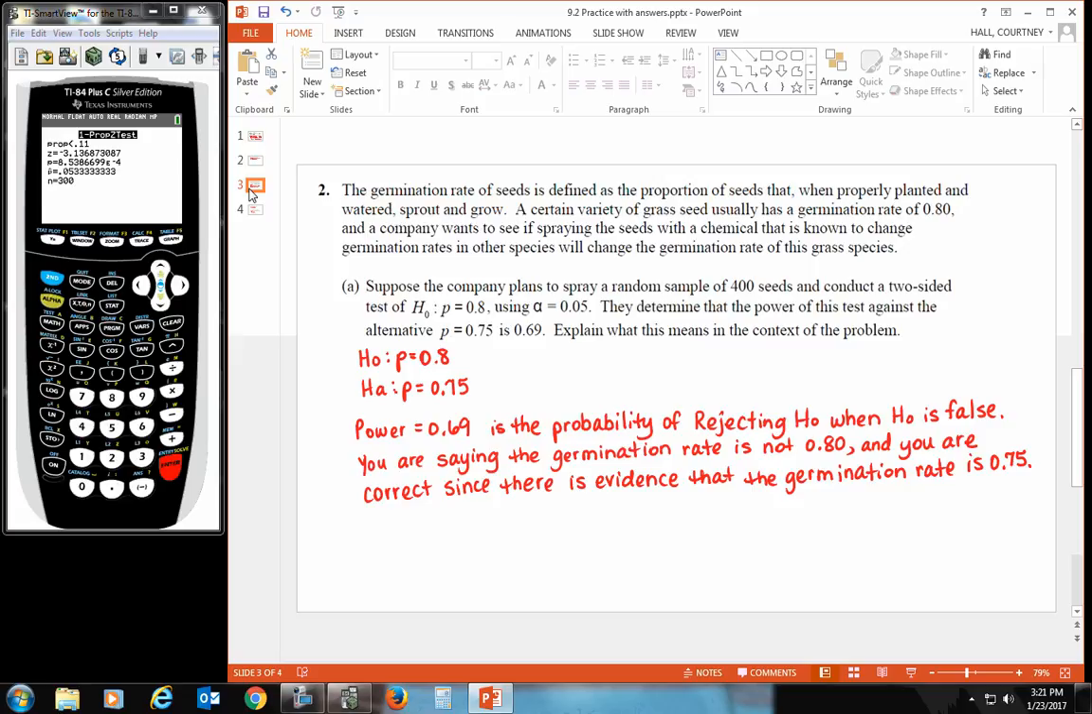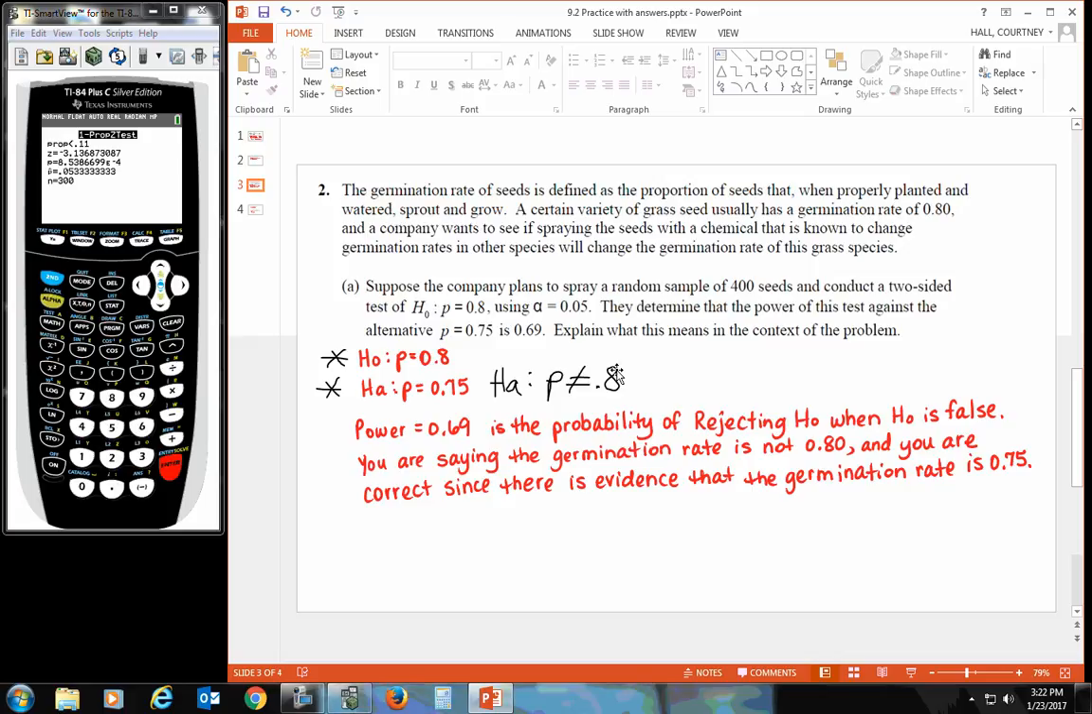So again, we have a null hypothesis. I just rewrote it because I wanted to understand the scenario. I have a null hypothesis of 0.8. I have an alternative hypothesis. It actually is just that p is not equal to 0.8 because we have a two-sided test. But they went a little bit more specific and said, okay, well, it is 0.75. We've done the test. We've applied the chemical. We found out that the new proportion is now 0.75. And so that is not 0.8, obviously.